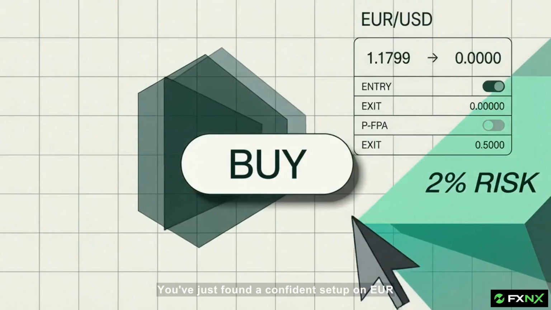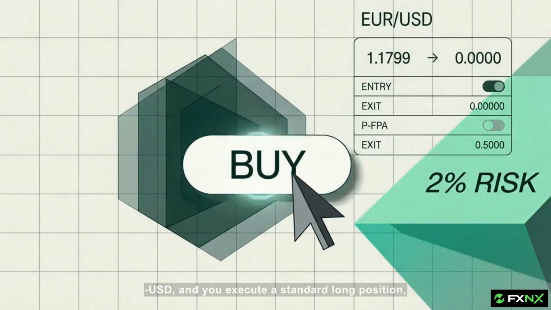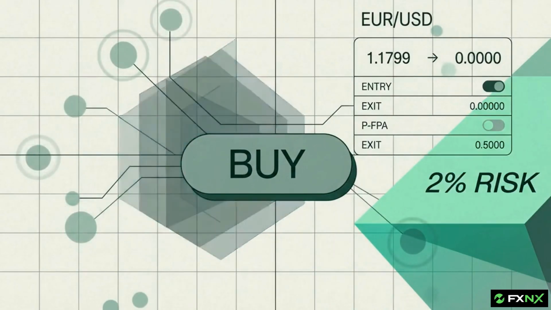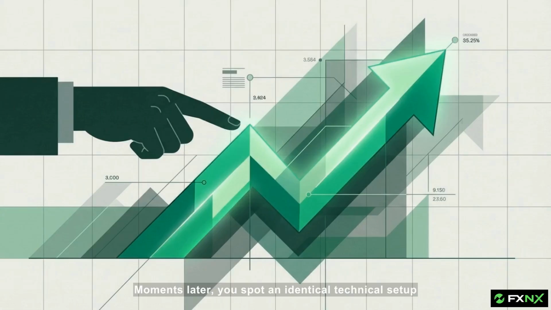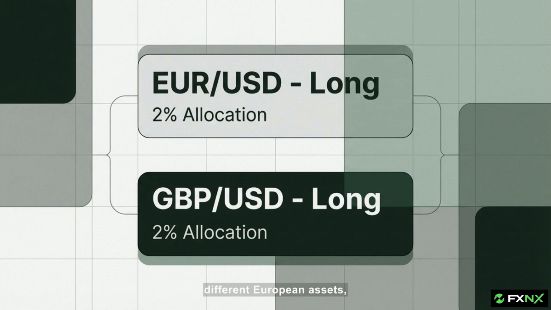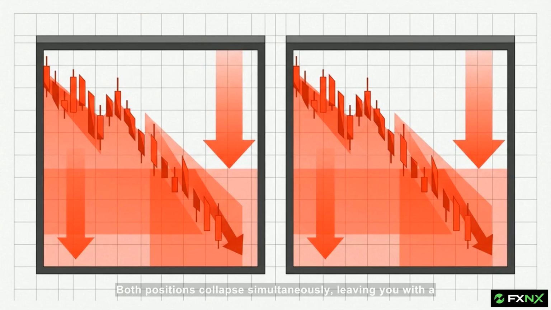You've just found a confident setup on EUR/USD, and you execute a standard long position, carefully risking only 2% of your account. Moments later, you spot an identical technical setup on GBP/USD. Believing you are properly diversifying your portfolio across different European assets, you enter another 2% position. Then, a single unexpected news event hits the wire. Both positions collapse simultaneously, leaving you with a sudden 4% drawdown.